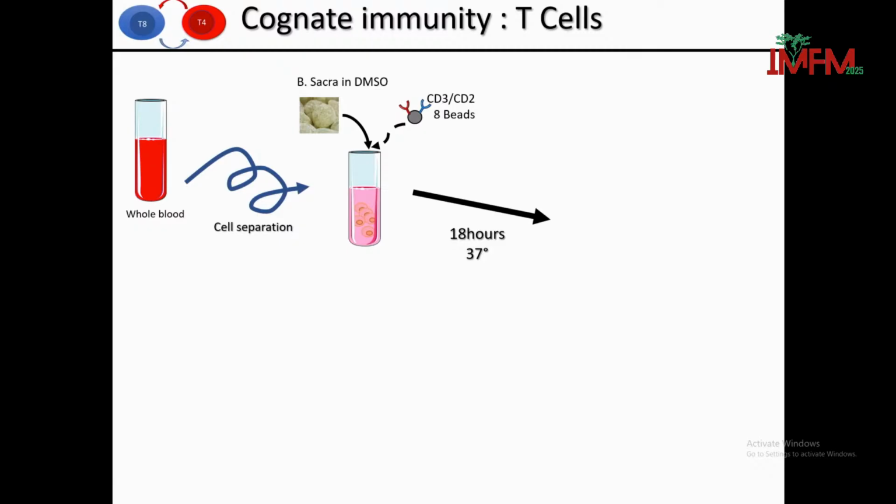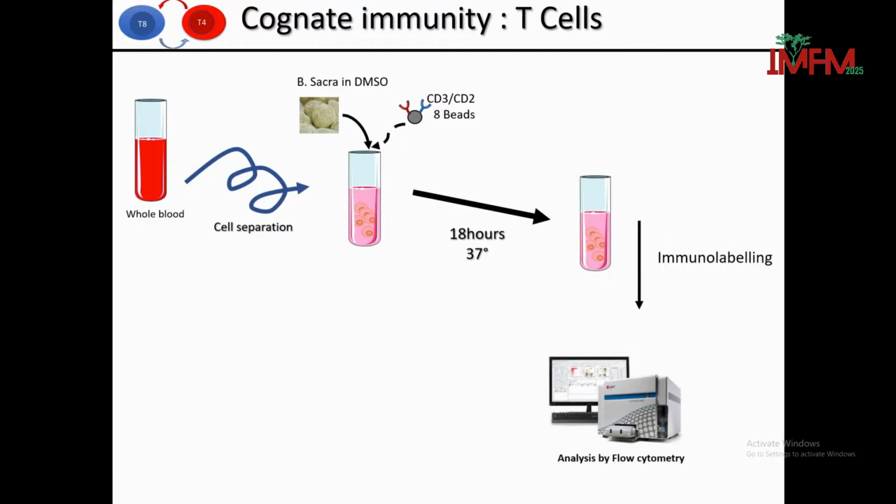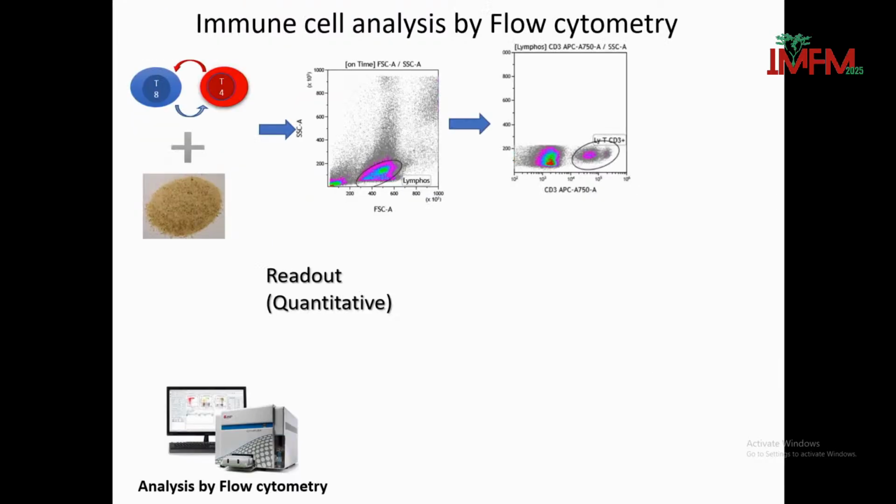In this case, we have to incubate the cells overnight, one or 2 days. So we have focused on 18 hours, one night, at 37 degrees in conditions for cell culture. Then we can label the cells, and we can analyze them directly on flow cytometry. So here is the readout. We do not have granulocytes. We have only monocytes and lymphocytes from the cells.